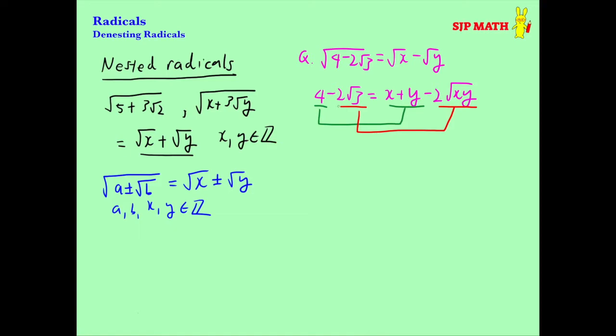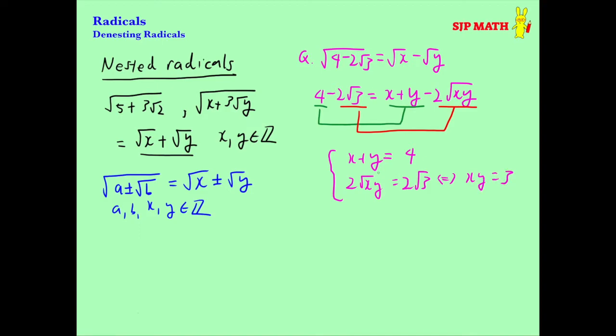We won't be able to freely do this. But since it's integers, it's really specific numbers, so it works. So we're going to equate, so we get a set of simultaneous equations: x plus y is equal to 4, and 2 times square root of xy is equal to 2 times square root of 3. And then this just means that x times y equals 3.